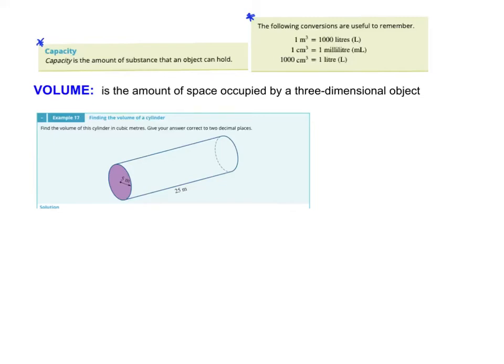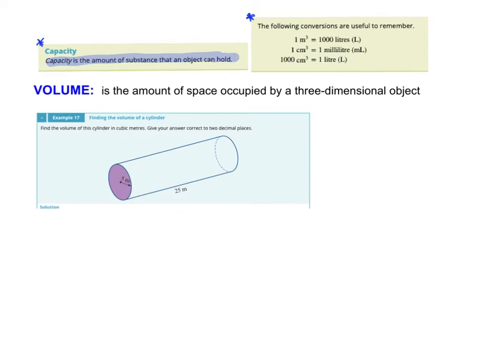Okay, so our next couple of chapters, we are going to be looking at volume. Volume is when we're looking at a 3D shape, and we often are looking at how much space the 3D object takes up. That's what volume is. We often will see in volume questions, they'll also talk about capacity. And capacity is the amount of substance that an object can hold.